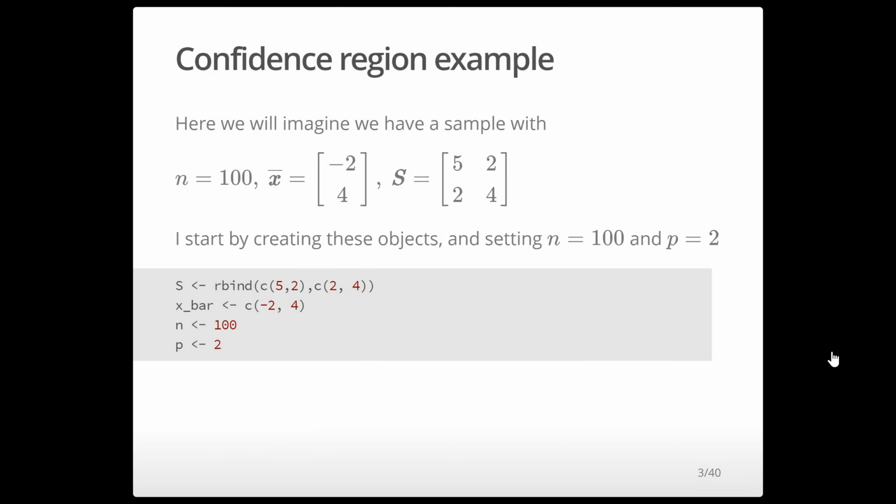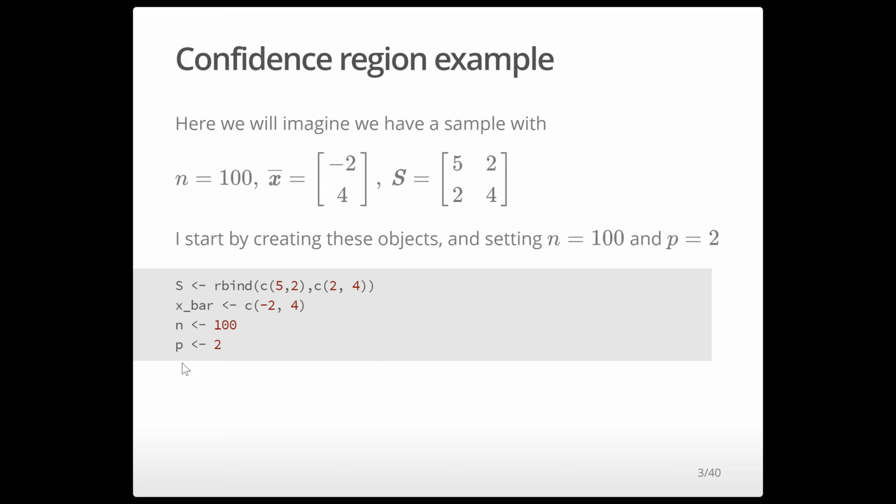So here, instead of looking at actual full data, we're just going to look at a mean vector x bar and a covariance matrix S, and we're going to say we have 100 observations, just hypothetically. This is a bivariate case, which again is going to be helpful because we can plot a bivariate case and visualize it easily. So we're just going to assume we have a sample of 100 observations, and this is our mean vector and our observed covariance matrix.